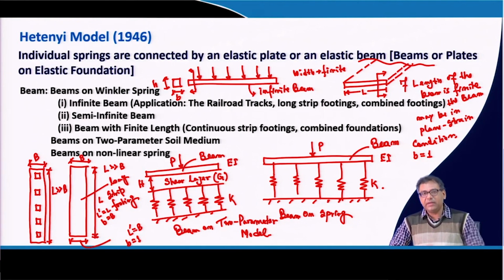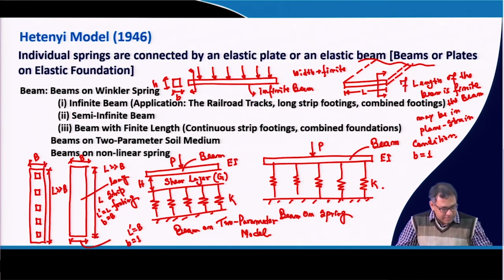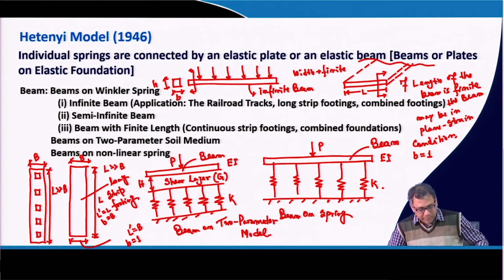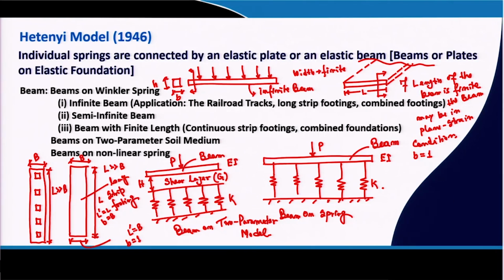So, this way under different conditions we can use an infinite beam, a semi-infinite beam, or a beam with finite length also. And the beam can be on a 2-parameter model, or on a non-linear spring also. As I mentioned, I will concentrate only on the beam on linear spring in this particular course. In the next class I will start the derivation. I will discuss two cases: one is beam on spring, another is beam on 2-parameter model. First I will discuss the beam resting on Winkler spring, then the beam resting on 2-parameter model. Thank you.